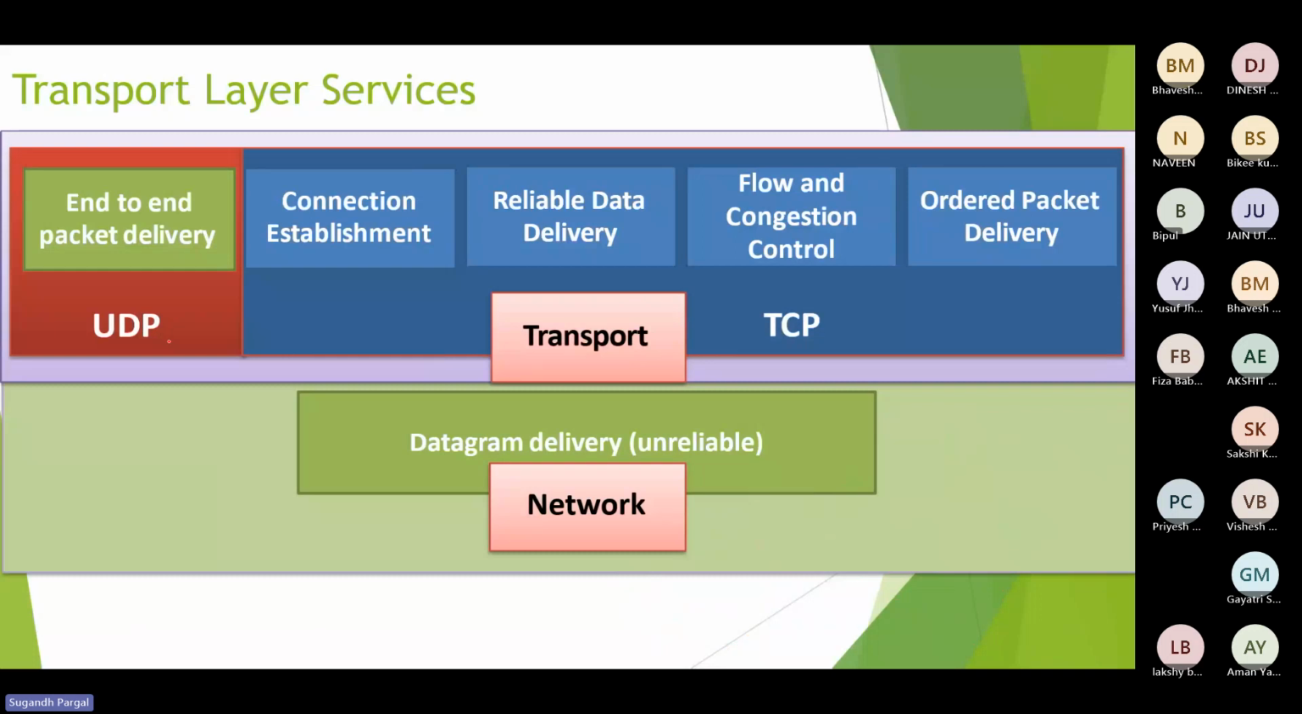packet delivery. So there might be cases in which the application asks for the data delivery at a very faster speed, but it does not need that the data should be delivered at a reliable rate. That means that all the data packets are delivered. Only a few packets if delivered will serve the purpose of the application. So that thing is managed by the UDP, that is the User Datagram Protocol.